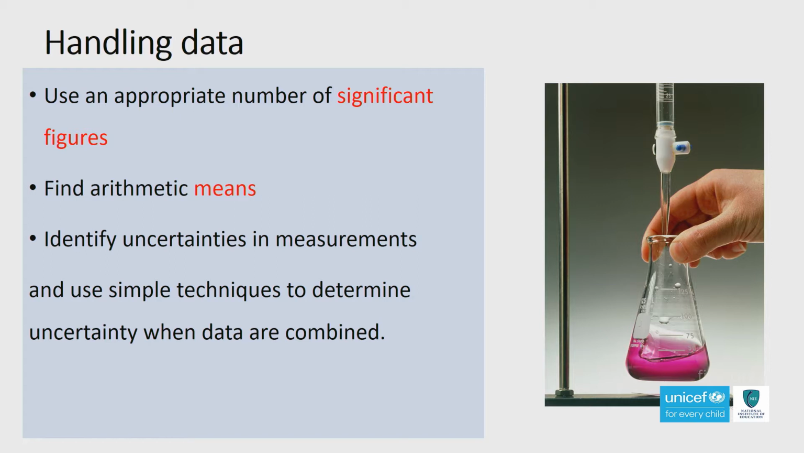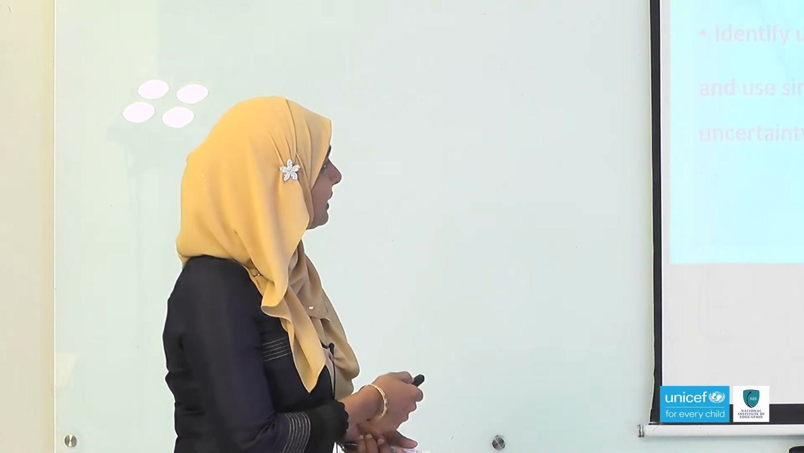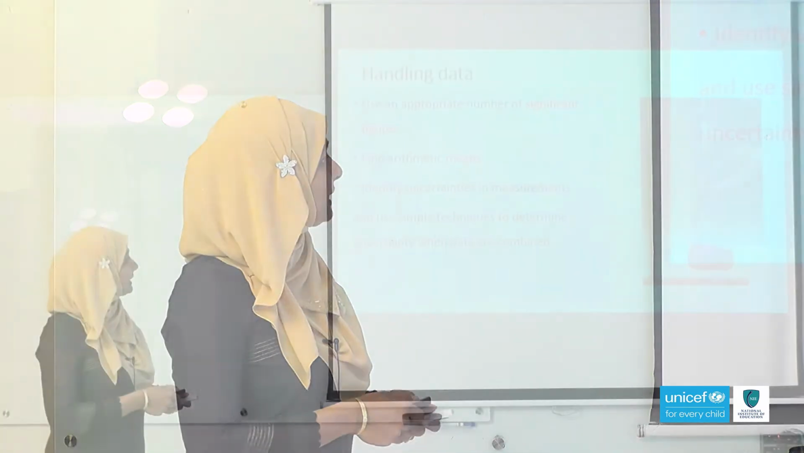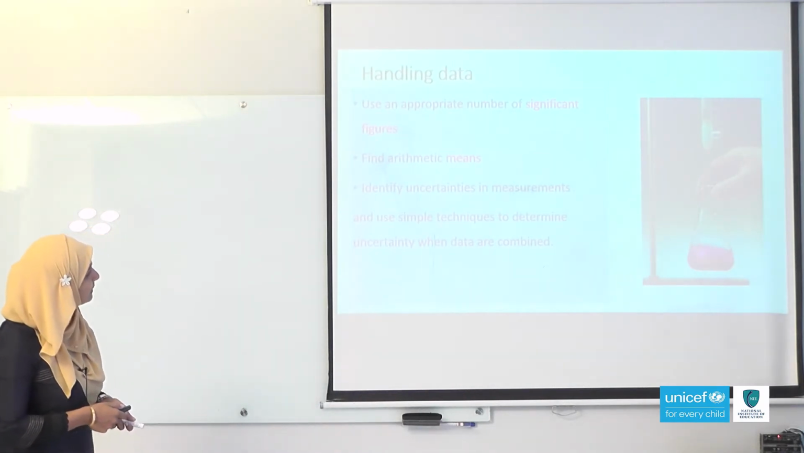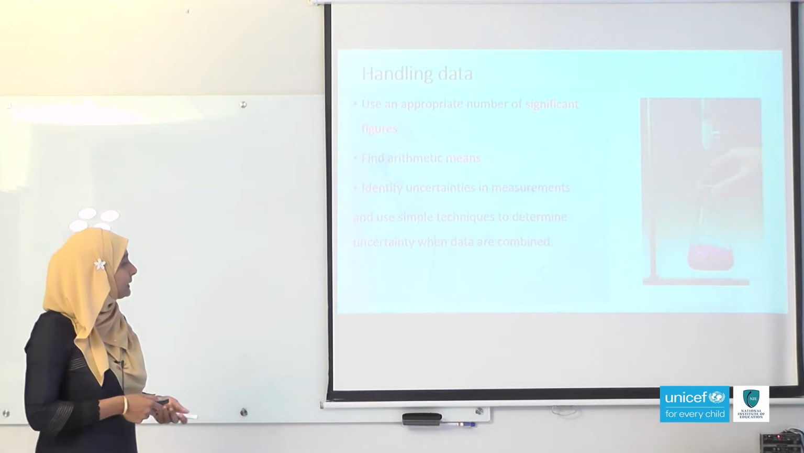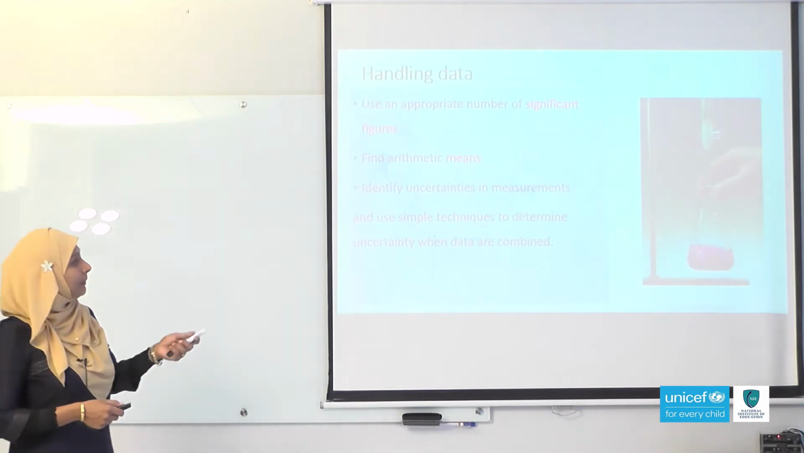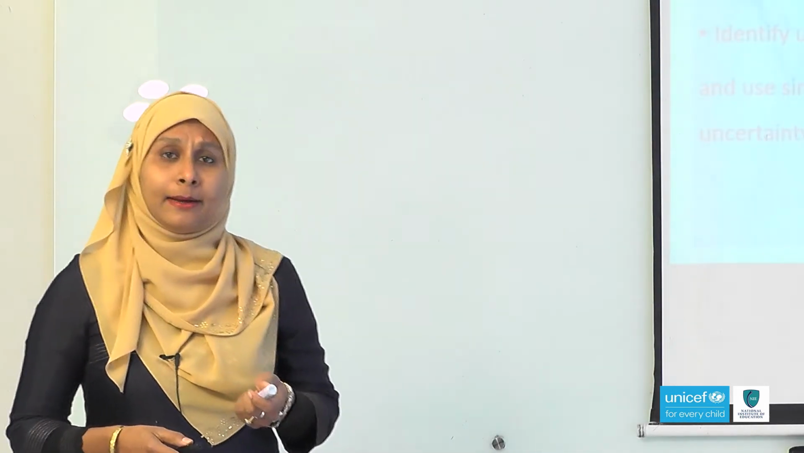Find arithmetic means. You are familiar with titrations from grade 10, which you will be doing in A-level chemistry as well. So finding the mean titre is one of those examples here. Identify uncertainties in measurements and use simple techniques to determine uncertainty when data are combined. In this part, we will be talking about finding percentage error of different instruments.